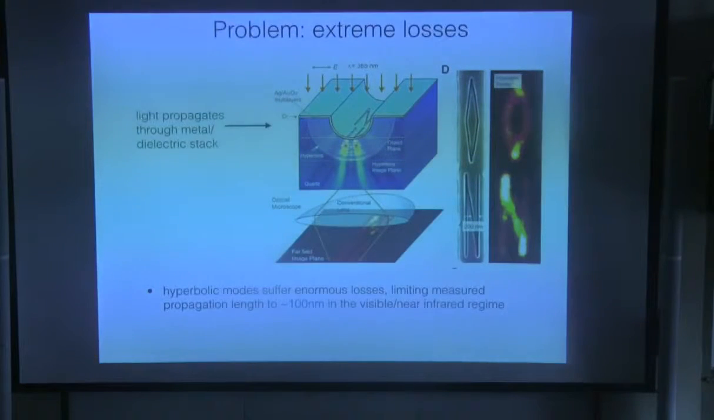However, these metamaterials tend to share a common, very debilitating problem, which is that they exhibit extreme propagation losses. In these systems, the light typically propagates through a metal dielectric stack or something similar, and as a result, the light suffers enormous losses. In the visible frequency regime, you only realize propagation lengths on the order of 100 nanometers. So essentially, you lose all your light immediately in these systems.